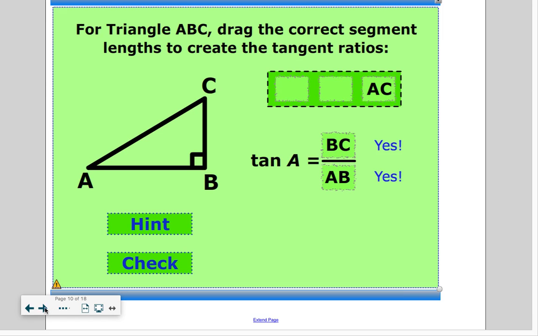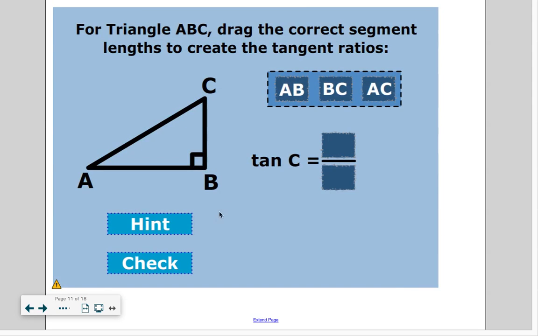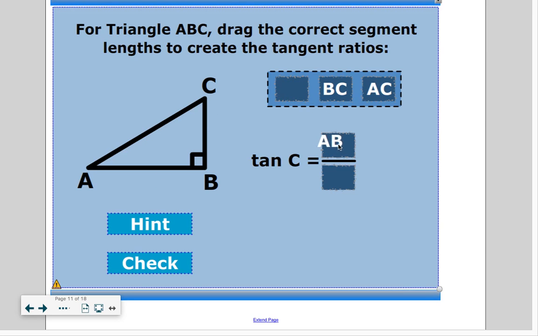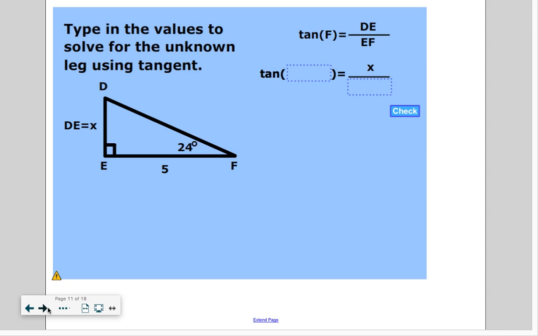All right, we are trucking along. One more of these, I believe. If I'm looking at tangent C, C is at the top. It's opposite over adjacent, so the opposite side would be the AB, and the adjacent side would be the BC, because remember, AC is your hypotenuse. If we check this one, yeah, they're both good. So there's only one of them that was having errors so far.